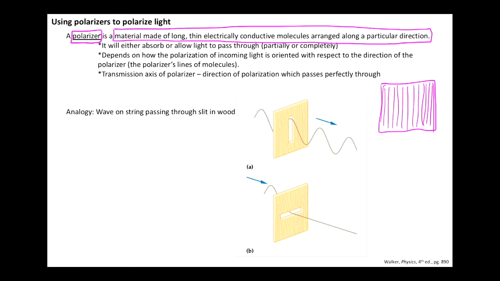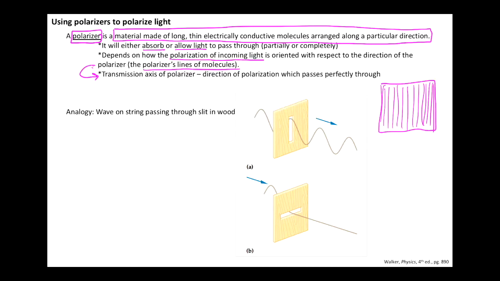Now, when I pass light through it, maybe some light is going to pass through. Maybe it'll all pass through, or maybe some of it will be absorbed as it tries to get through. So you could think of this as being either partially or completely transparent, depending on the direction of the electric field as it tries to pass through the polarizer. All of this is going to be based on how the polarization of the incoming light is aligned with respect to the direction of the molecules in the material itself, right? These polarizers' lines of molecules form what we call the transmission axis of the polarizer, okay?